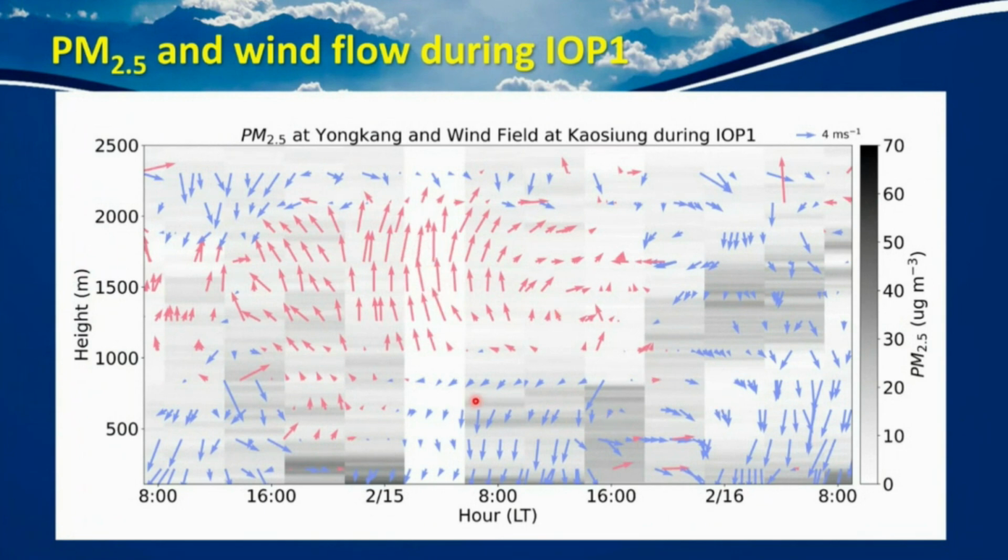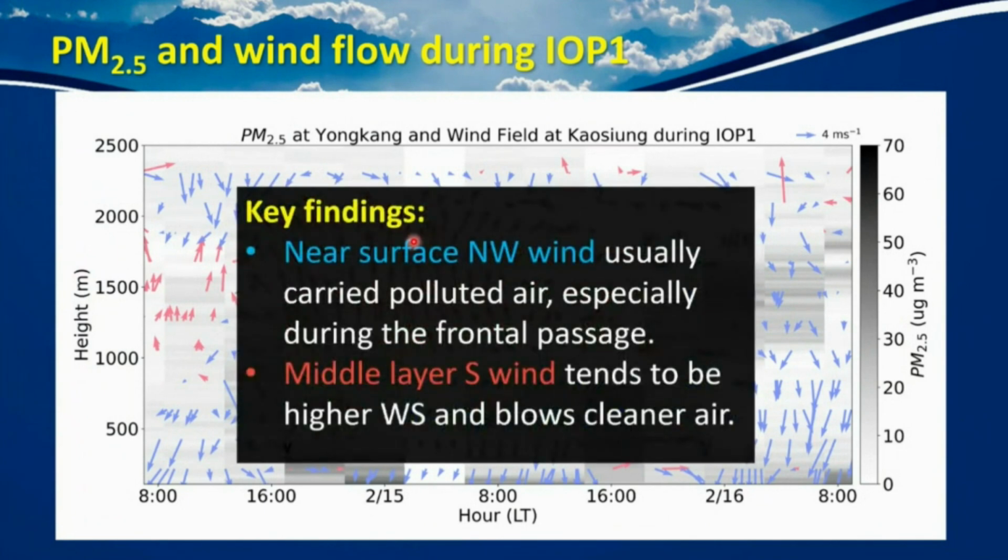So that gives the key findings. The near surface northwesterly wind usually carries polluted air, especially during the frontal passage. This is a frontal passage at the time. Then the middle layer is mainly due to the southerly wind, and tends to have higher wind speed and blow cleaner air.